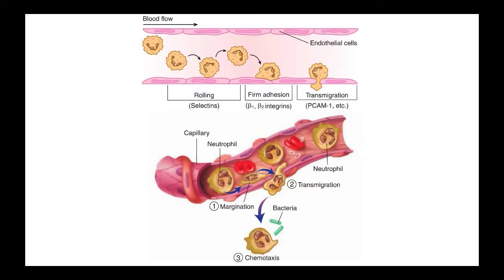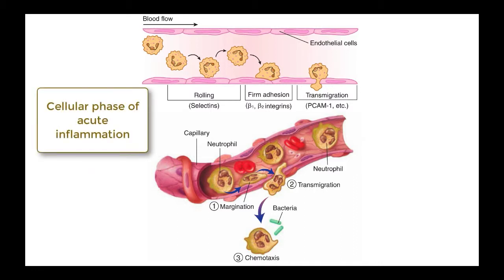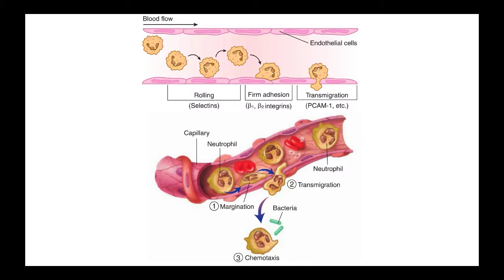Bismillah ar-Rahman ar-Rahim. This diagram illustrates the cellular phase of acute inflammation. The cellular phase of acute inflammation involves delivery of leukocytes, mainly neutrophils, to the site of injury so they can perform their function of host defense.